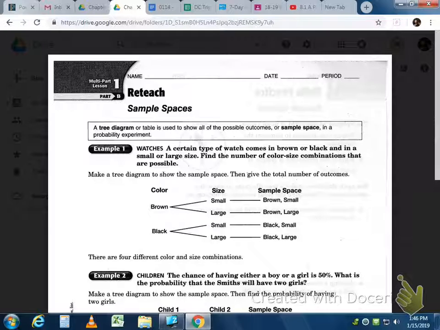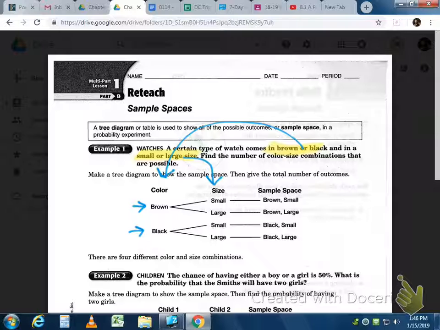It says a certain type of watch comes in brown or black, in small or large. So there's a couple of choices. Anytime you have a choice with these, that's where you're going to get another column for your tree diagram. It says find the number of color size combinations that are possible. So the brown or black would be the first choice. I'm going to title that column color, and you can choose brown or black. The second choice is the size, small or large.